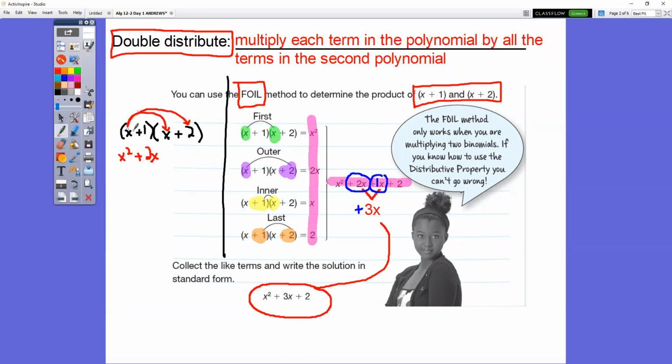And then you'd have to take this other term in the first binomial and multiply it by the other two terms. So 1 times x is 1x. 1 times 2 is 2. Again, add together your like terms. So we would have a plus 3x here in the middle. So you would have x squared plus 3x plus 2, which is that same exact answer. It's just sort of a different way to think about it. You're essentially doing the same exact thing. FOIL is just a different way to remember what you're doing.